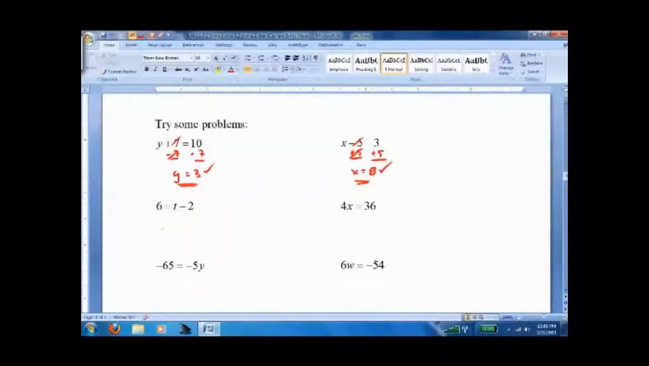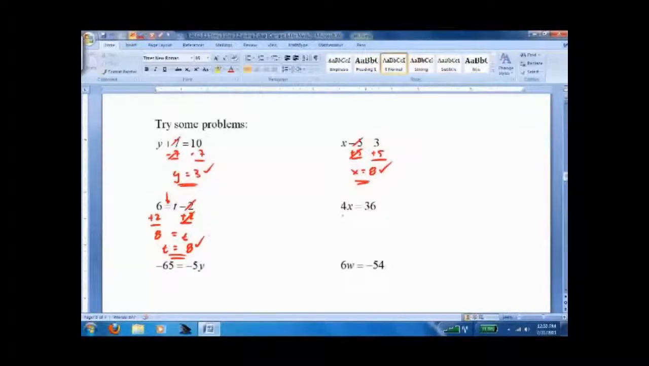Check. Now, the variable's on the other side. T, no big deal. Just move everything over to the other side. This is the middle of the teeter-totter, so it does not matter. They cancel, and we get T equals 8. And we can always write this the other way. 8 equals T is equivalent to T equals 8. 8 minus 2 is 6.